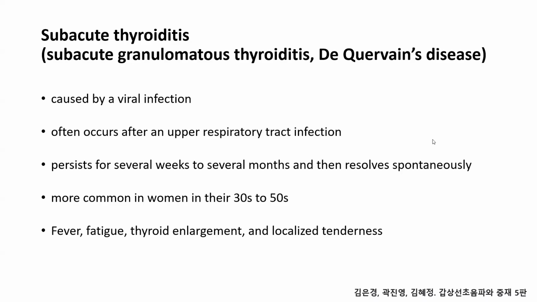Subacute thyroiditis is believed to be caused by a viral infection. It often occurs following an upper respiratory tract infection and typically resolves spontaneously over the course of several weeks to months. It is more common in women in their 30s to 50s. Patients may present with fever, malaise, thyroid enlargement, and localized tenderness. Treatment is generally symptomatic based on the severity of symptoms.